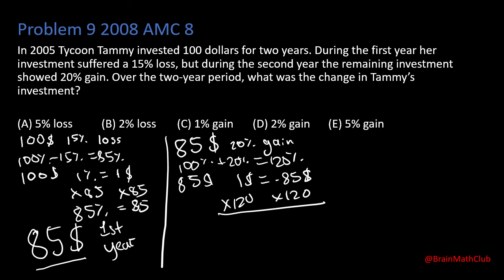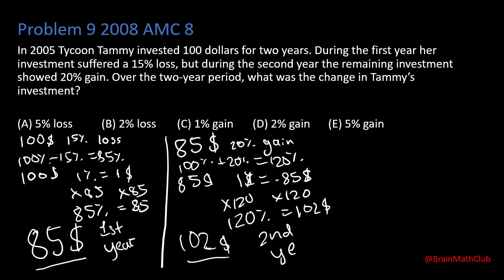So now, you don't really need the bar. 120% is equal to, now that's times 120, $102. Now I like how nice and round this number is. That will serve us well in a later part. So now it's $102 after the second year. Now we can go on to the next part.